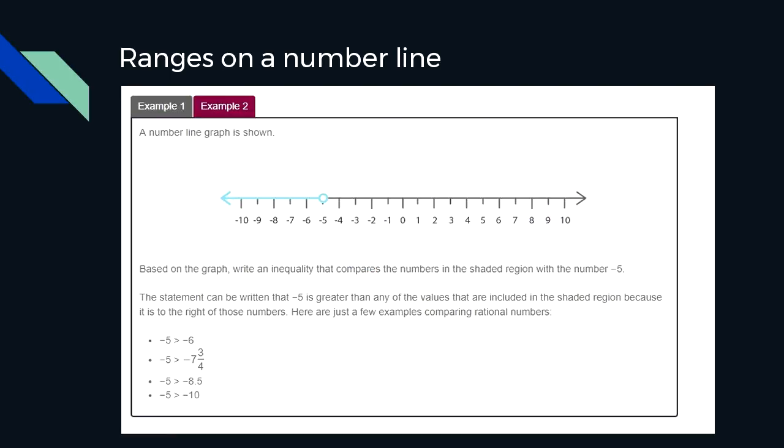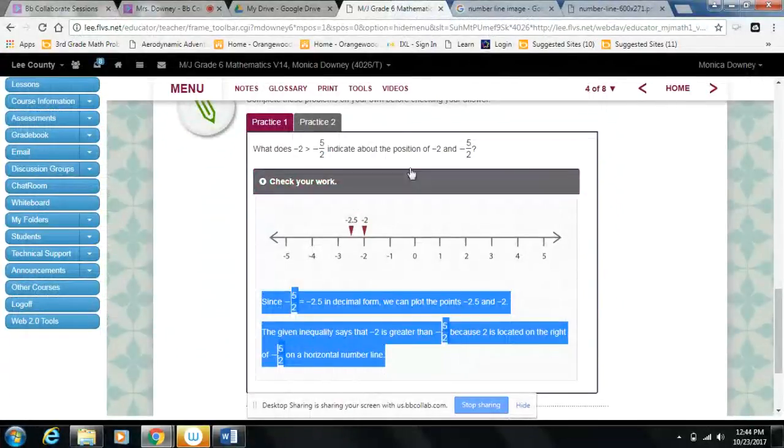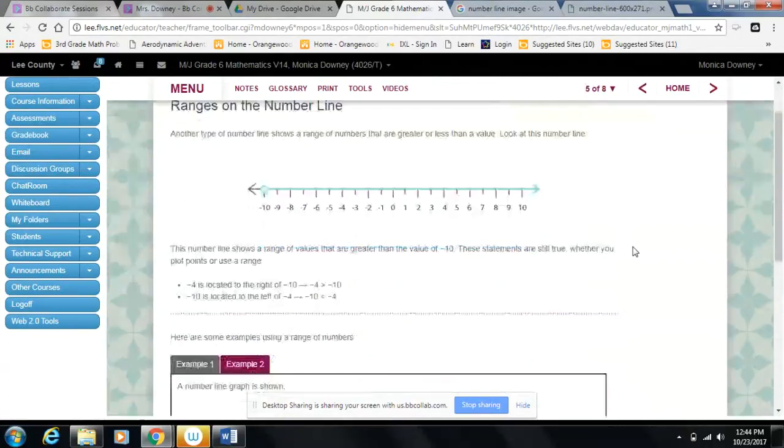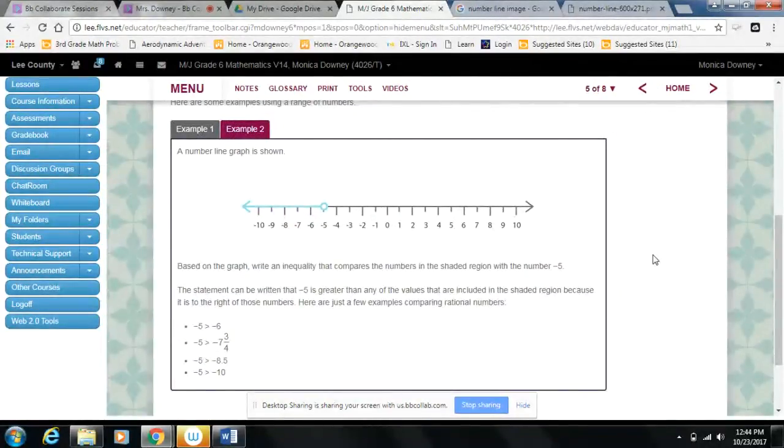Okay, the next part of our lesson is going to be about ranges, which is what we've just gone over. Based on the graph, write an inequality that compares the numbers in the shaded range region with the number negative 5. Whenever we talk about ranges, a range is not one specific amount. It's a series of amounts or a gap of amounts, so to speak. So let's look at the number line that's right here.